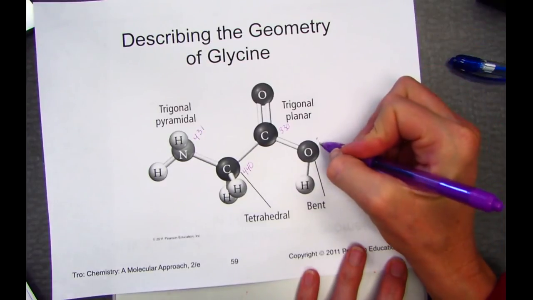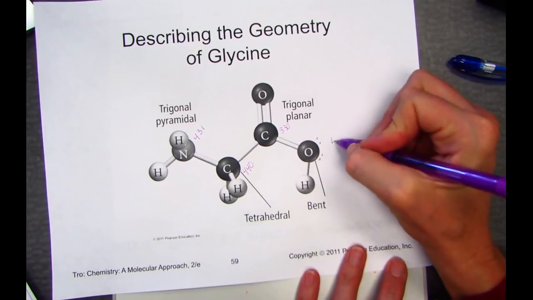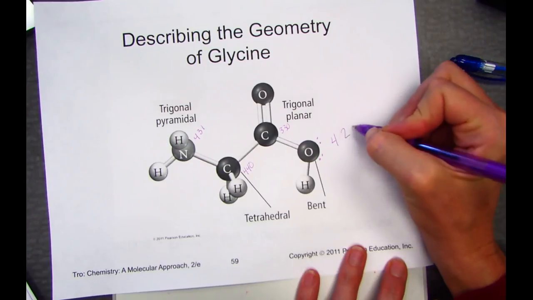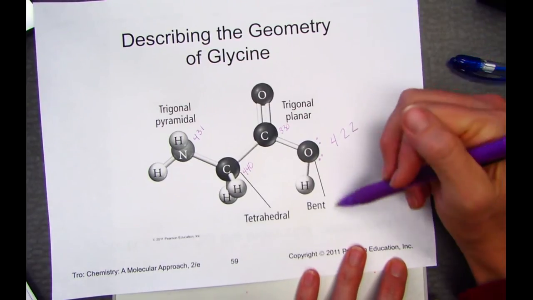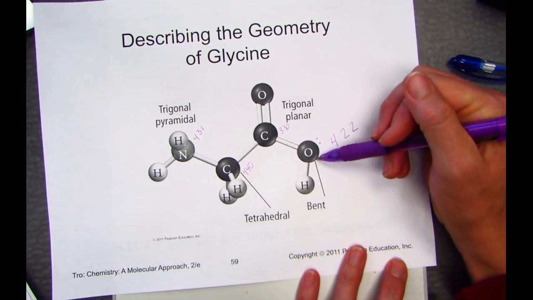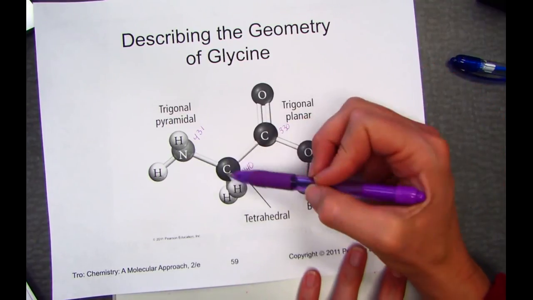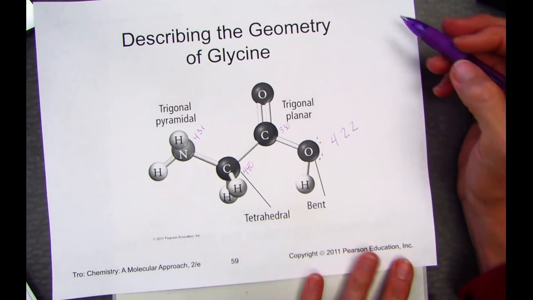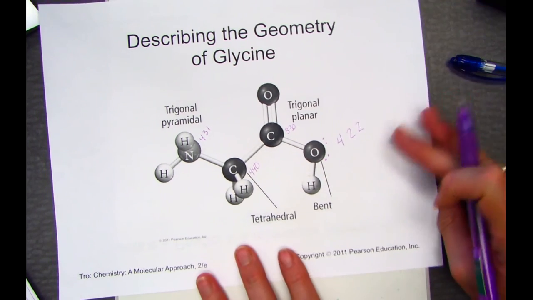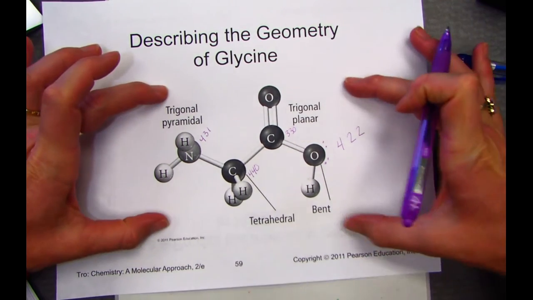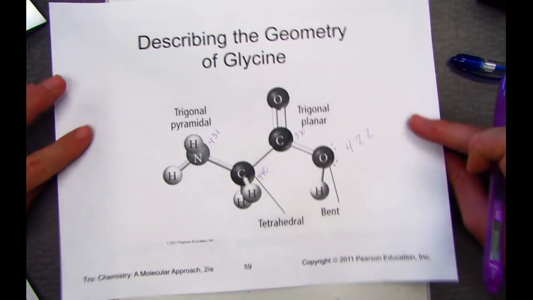The oxygen, 4 electron domains, 2 that are bonded, 2 that are not bonded, giving us a bent molecular geometry. The pattern is the same. Each area of the molecule has its own unique molecular geometry. You cannot be asked for the entire structure with one correct answer.